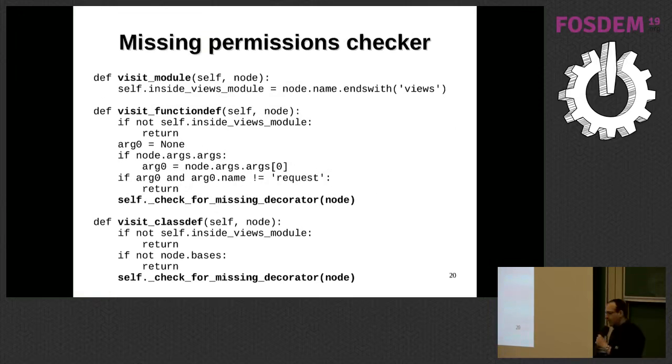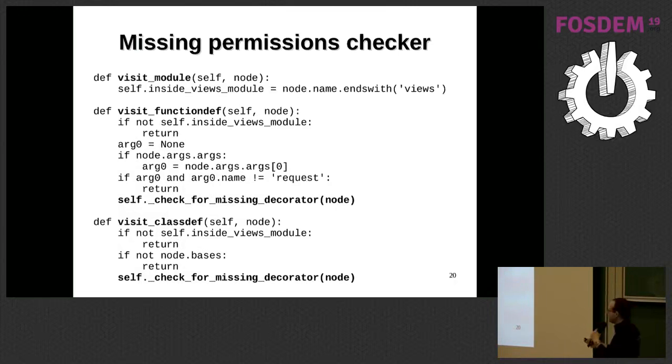Missing permissions checker, that's probably the biggest one that we have, which fits on two slides, unfortunately. So first, visit_module, we try to figure out if this is a views module, and in our project we have application/views.py, another application/views.py. That's the structure, and we just inspect the module name. Keep this in a Boolean flag.